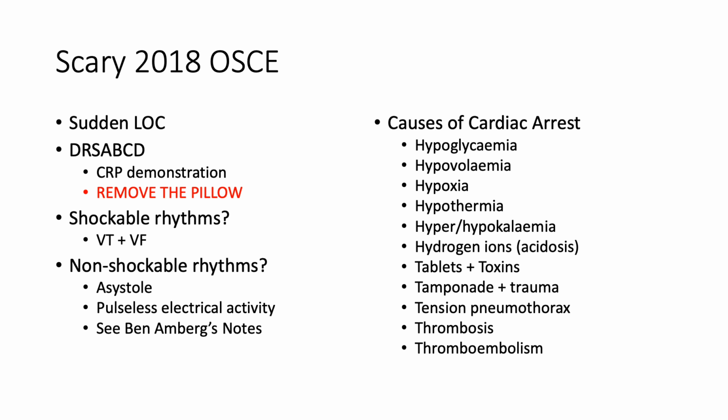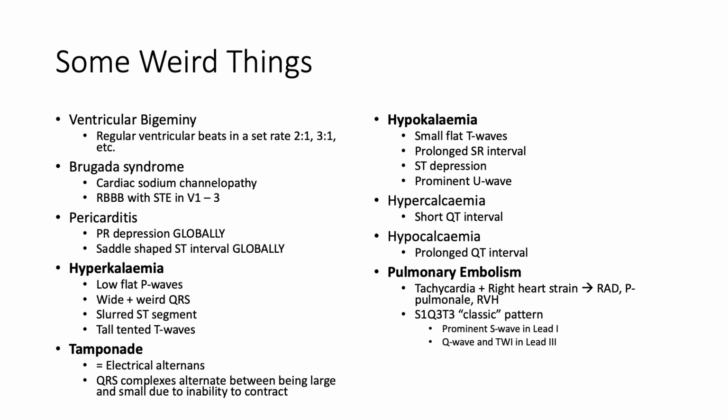In terms of the causes of cardiac arrest, it goes by the name of, I think, 6 H's and 4 T's, but I've got more here. And for the most part, it's low. So low glucose, low fluid, low oxygen, low temperature, low or high potassium, and hydrogen ions, which is low pH, an acidosis. And then your T's can be tablets and toxins, tamponade or trauma, tension pneumothorax, which probably can go with the trauma, thrombosis, and thromboembolism, which are probably the same as well. Sorry.